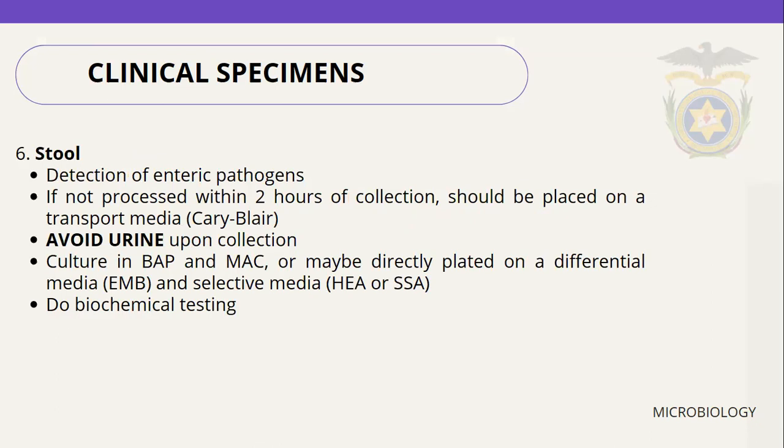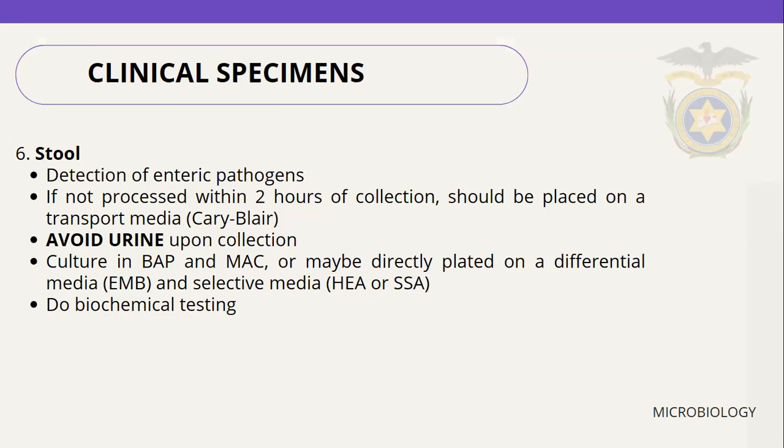Our next one, we have our stool, and it's mainly collected for the detection of enteric pathogens, and if not processed within 2 hours of collection, it should be placed on a transport media like Cary-Blair. We should always avoid urine upon collection because it is acidic and can kill enterics.